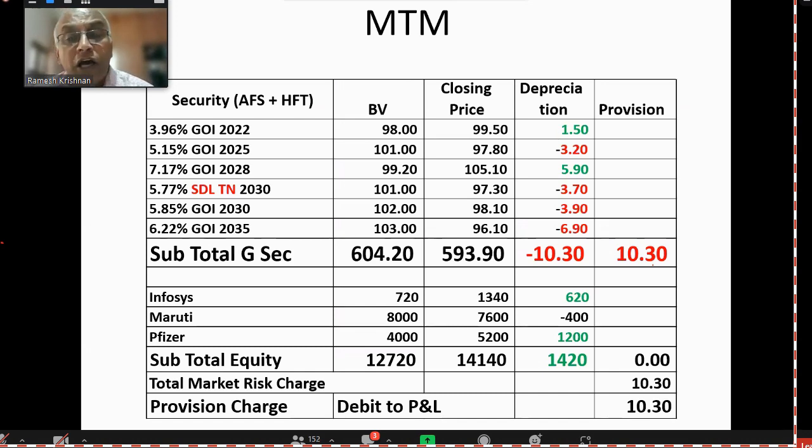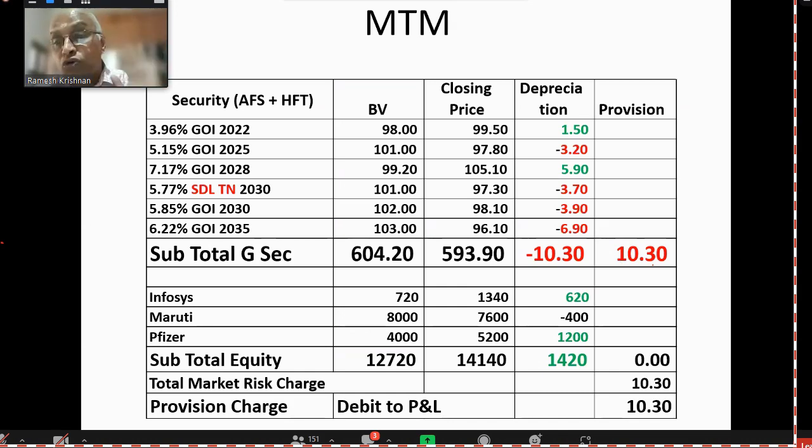On the second bond, you are having a depreciation of 3 rupee 20 paise. On the third bond, you are having an appreciation of 5 rupee 90 paise, while on the fourth, fifth, and sixth bonds you are having depreciation. So the appreciation on the 1st and 3rd bonds can be netted off against the depreciation on the 2nd, 4th, 5th, and 6th bonds, because all the 6 are in the SLR category. So the net depreciation is 10 crore 30 lakhs, which has to be provided, debited to your P&L.